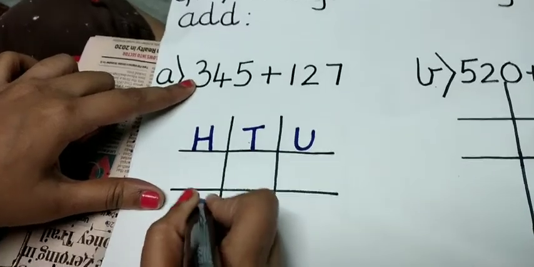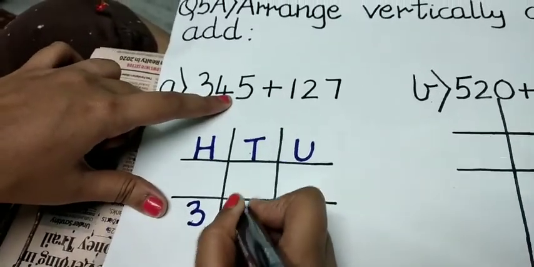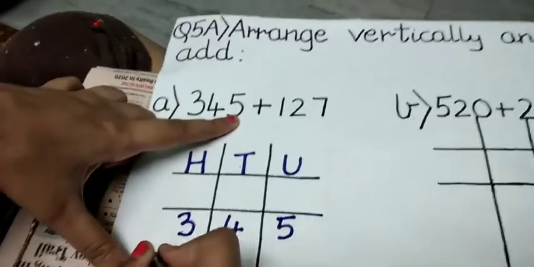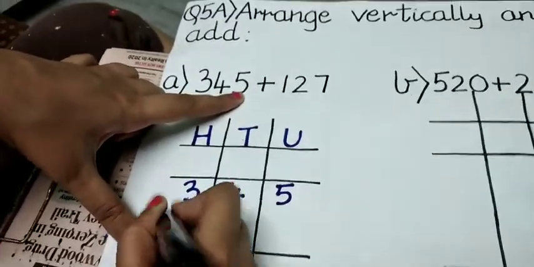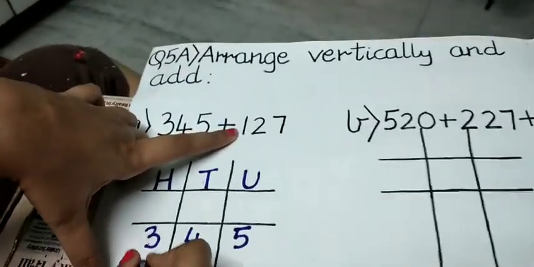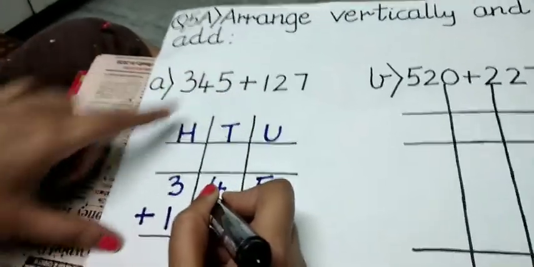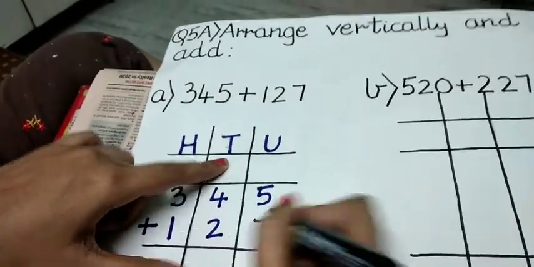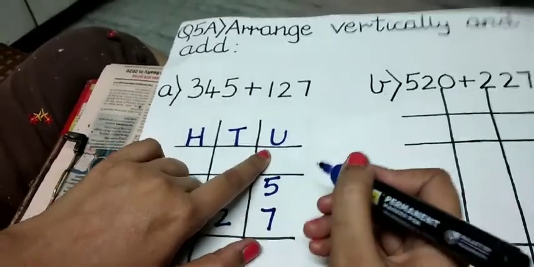3 in hundreds place, 4 in tens place, 5 in units place. Then put the plus sign. Again 1 in hundreds place, 2 in tens place, and 7 in units place.